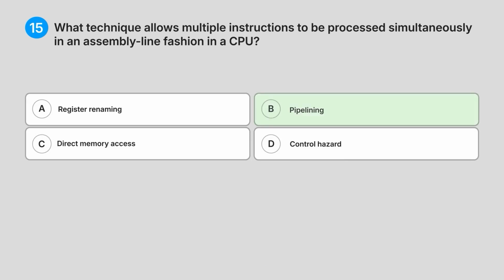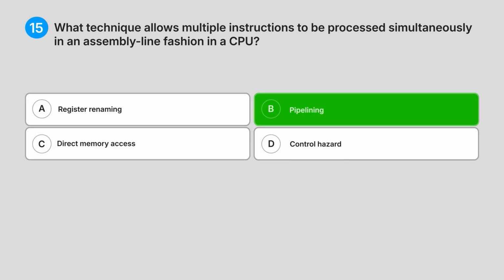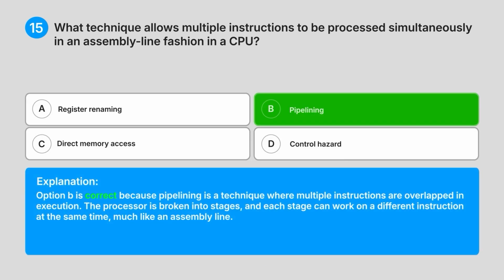Correct answer, B. Pipelining. Explanation: option B is correct because pipelining is a technique where multiple instructions are overlapped in execution. The processor is broken into stages, and each stage can work on a different instruction at the same time, much like an assembly line.